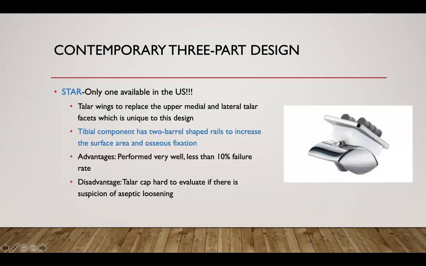And then there's a lot of 3-part designs, but the only one available in the US is the STAR. And the tibial component has these 2 barrel-shaped rails to help increase the surface area and to get better osseous fixation. And this has performed very well. There's less than 10% failure rate at 5 to 10 years. The only issue is it's kind of hard to evaluate if you think that it's coming out of the joint.